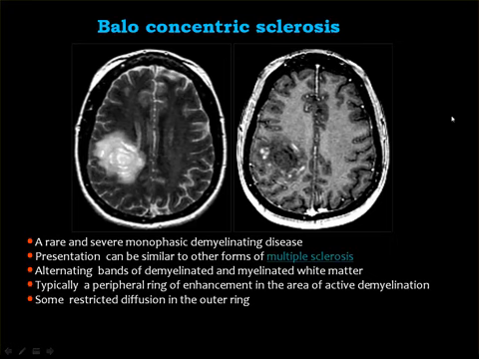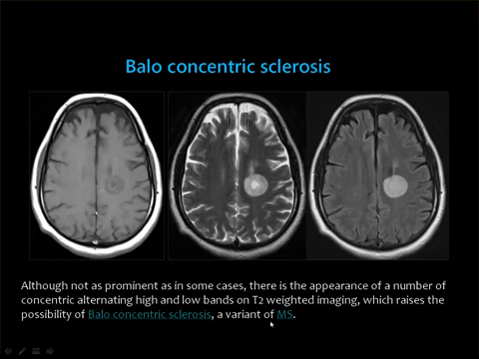Another type of MS is known as the Baló's concentric sclerosis, and from its name you got concentric rings inside the lesion, and these rings may show some contrast enhancement. They may be surrounded by brain edema, and the margin may show restricted diffusion. This is the appearance. This lesion is not frequently seen, but it's not uncommon. It is not uncommon to see this lesion in the clinical practice.